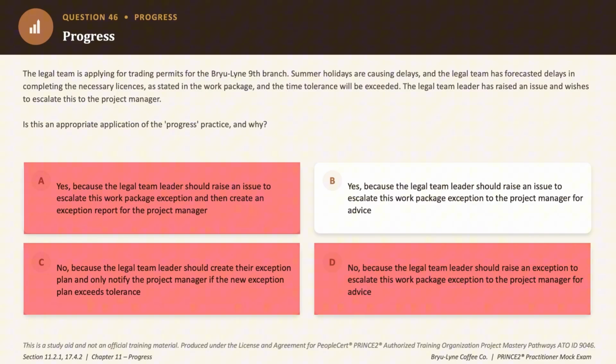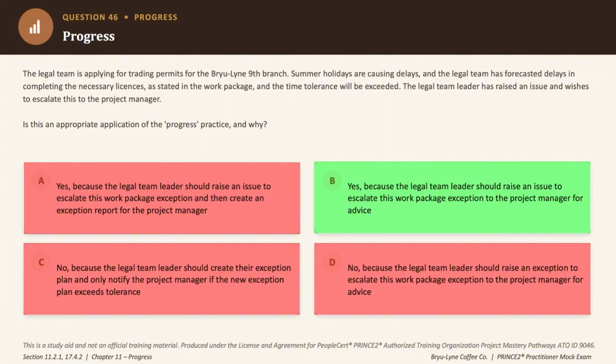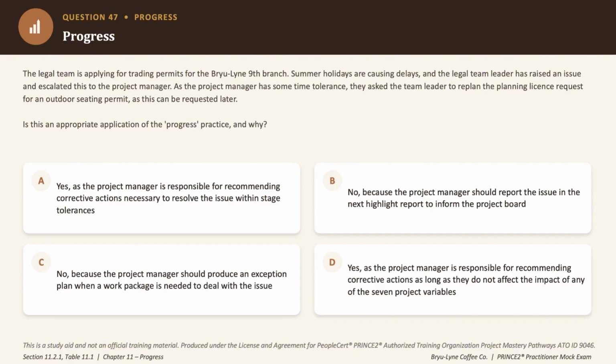Now the correct answer to this question is option B, which says yes, raise an issue and escalate to the project manager for advice. And that is exactly the correct sequence where the team leader flags it and the project manager decides on what happens next. So the correct answer is option B. Next, let's move on to question number 47.